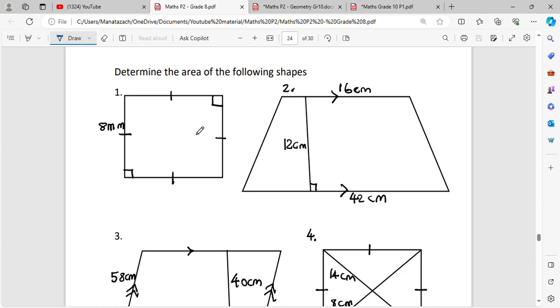Today we'll be doing grade 8 maths paper 2 focusing on areas. So let's start today's lesson.